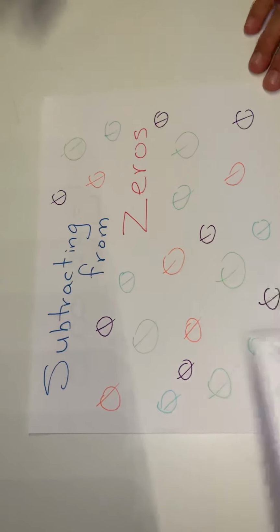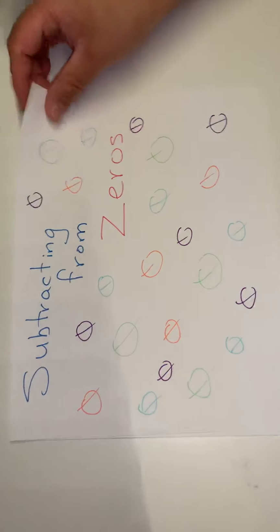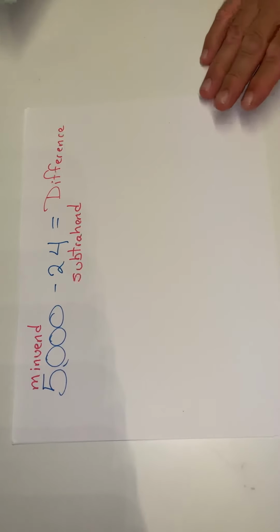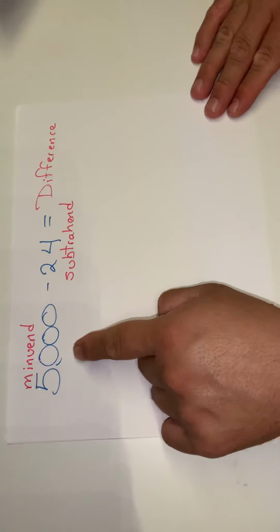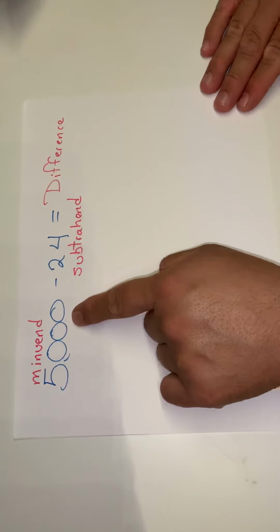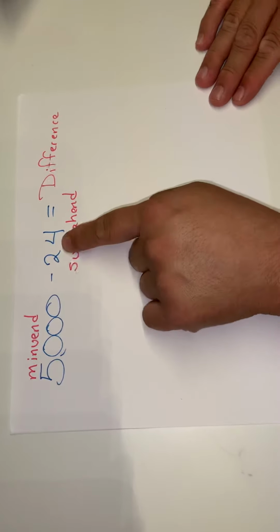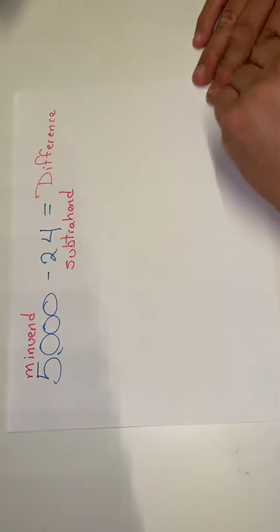Dun dun dun! Subtracting from zeros is when you have two numbers that look somewhat like this. You have a number that ends in a bunch of zeros and then you are subtracting another number. And this creates a problem.